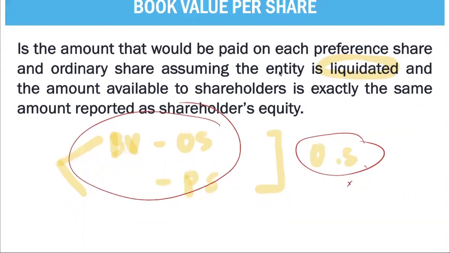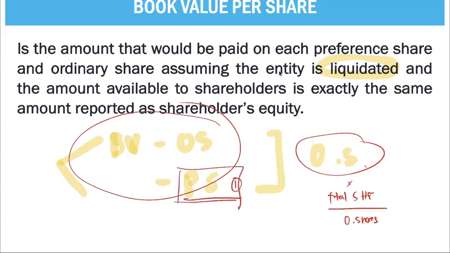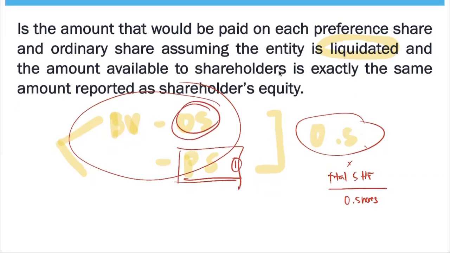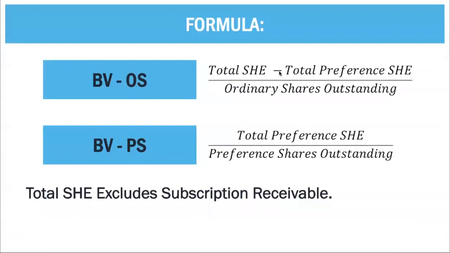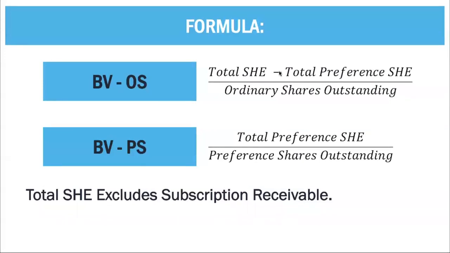Why? Because if we have one share, to compute for your book value per share, what we do is we just get the total shareholders' equity divided by your outstanding shares. That's how we compute if it's one share. But if it's two shares, you need to compute first for the book value or the share of PS before you get the share of OS. Okay. So how do we compute if ever there are two types of shares?